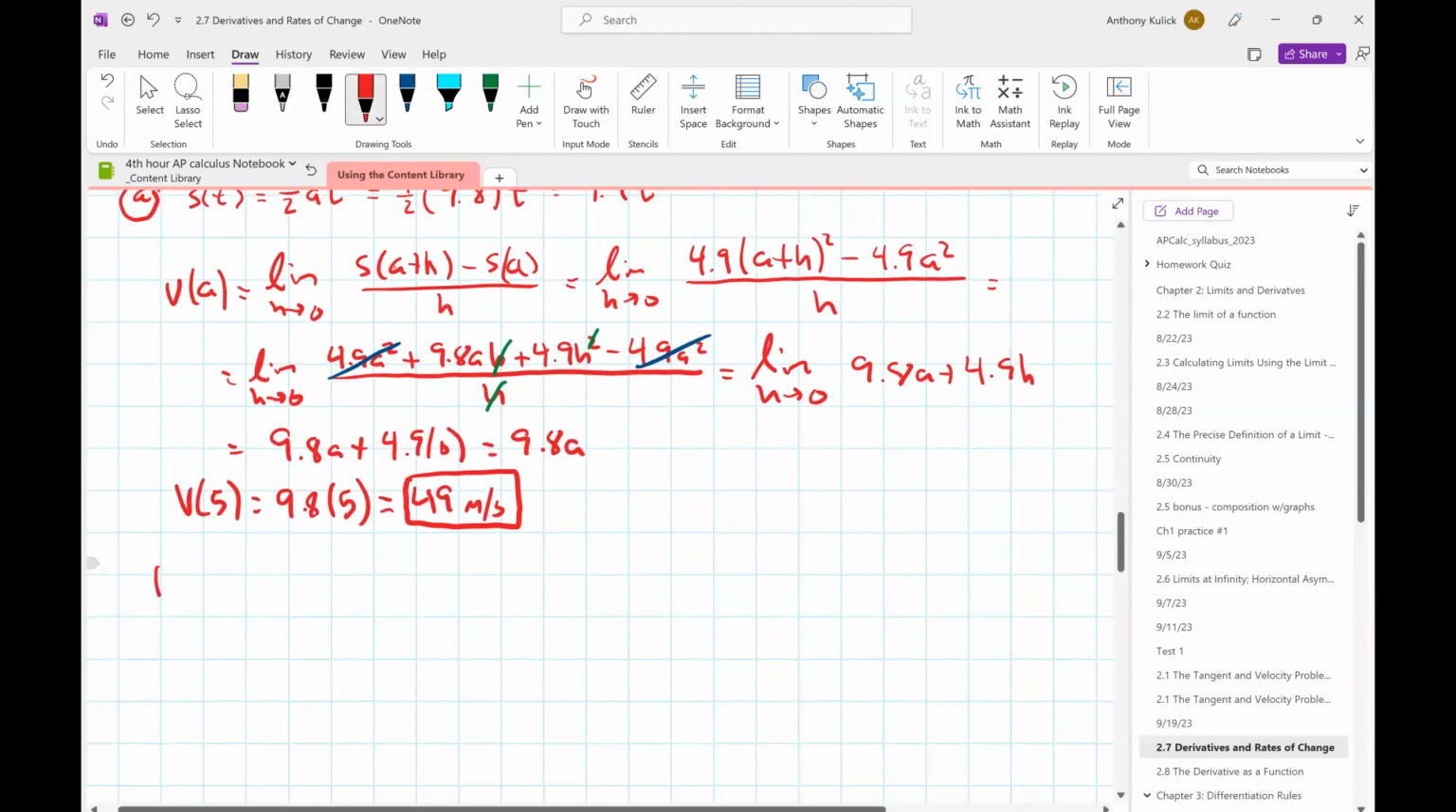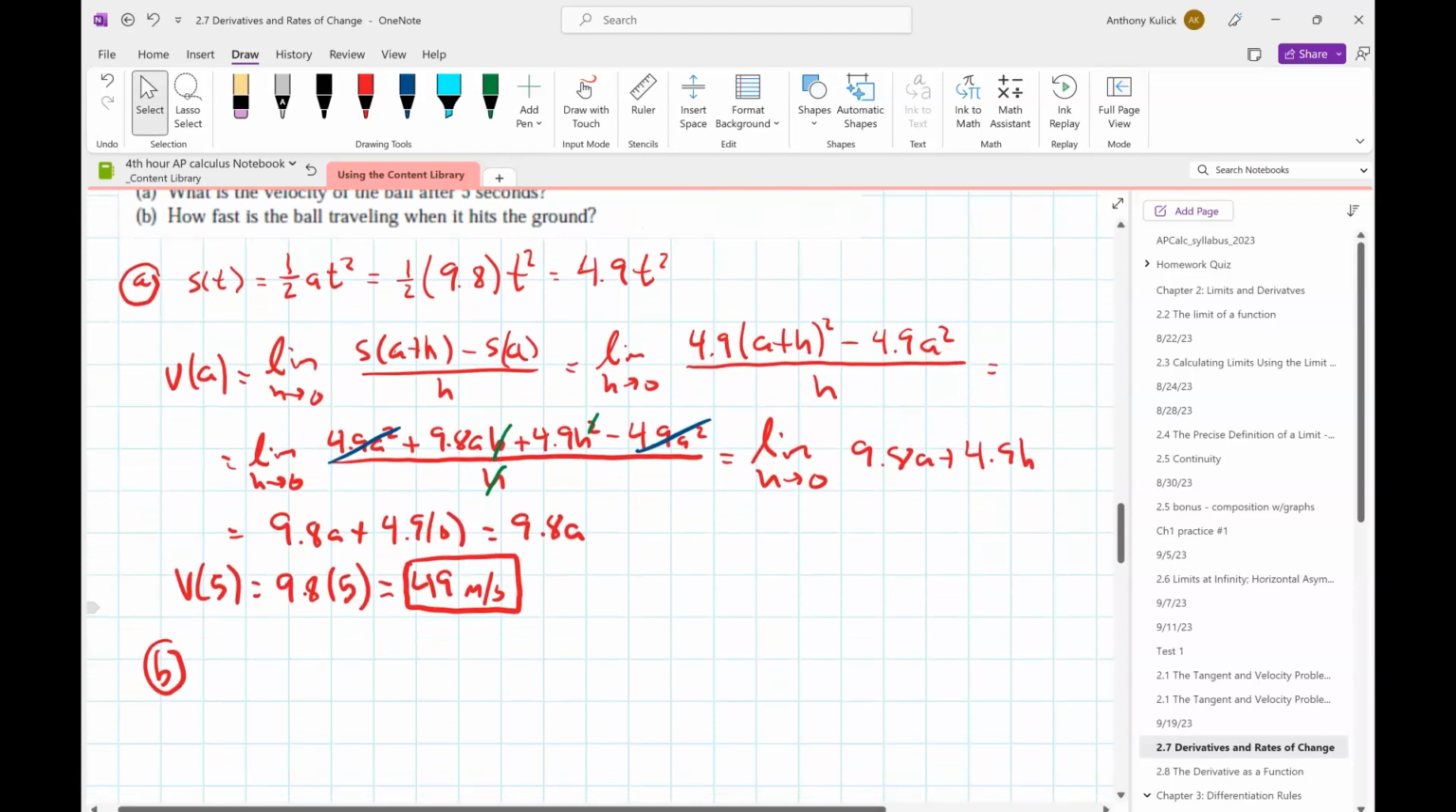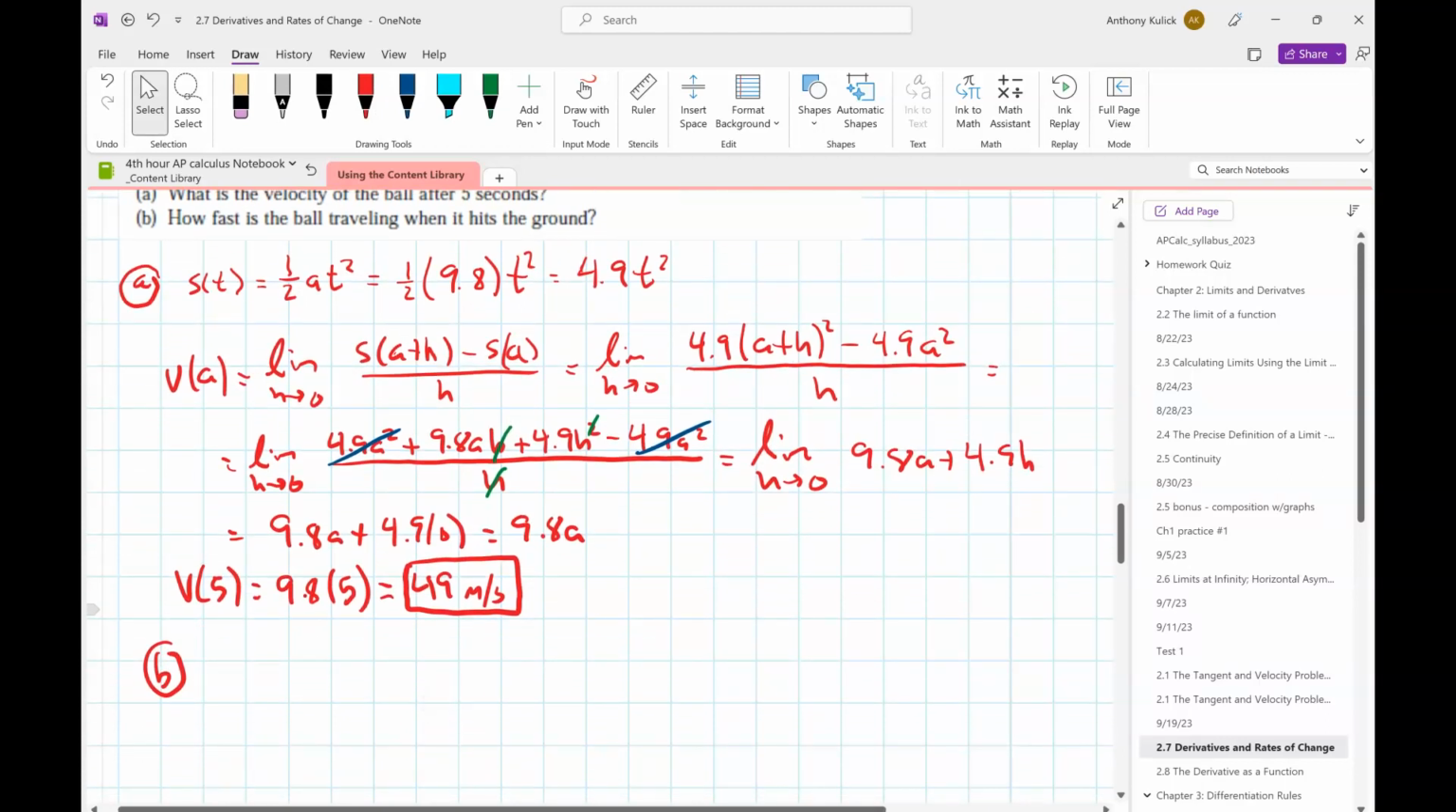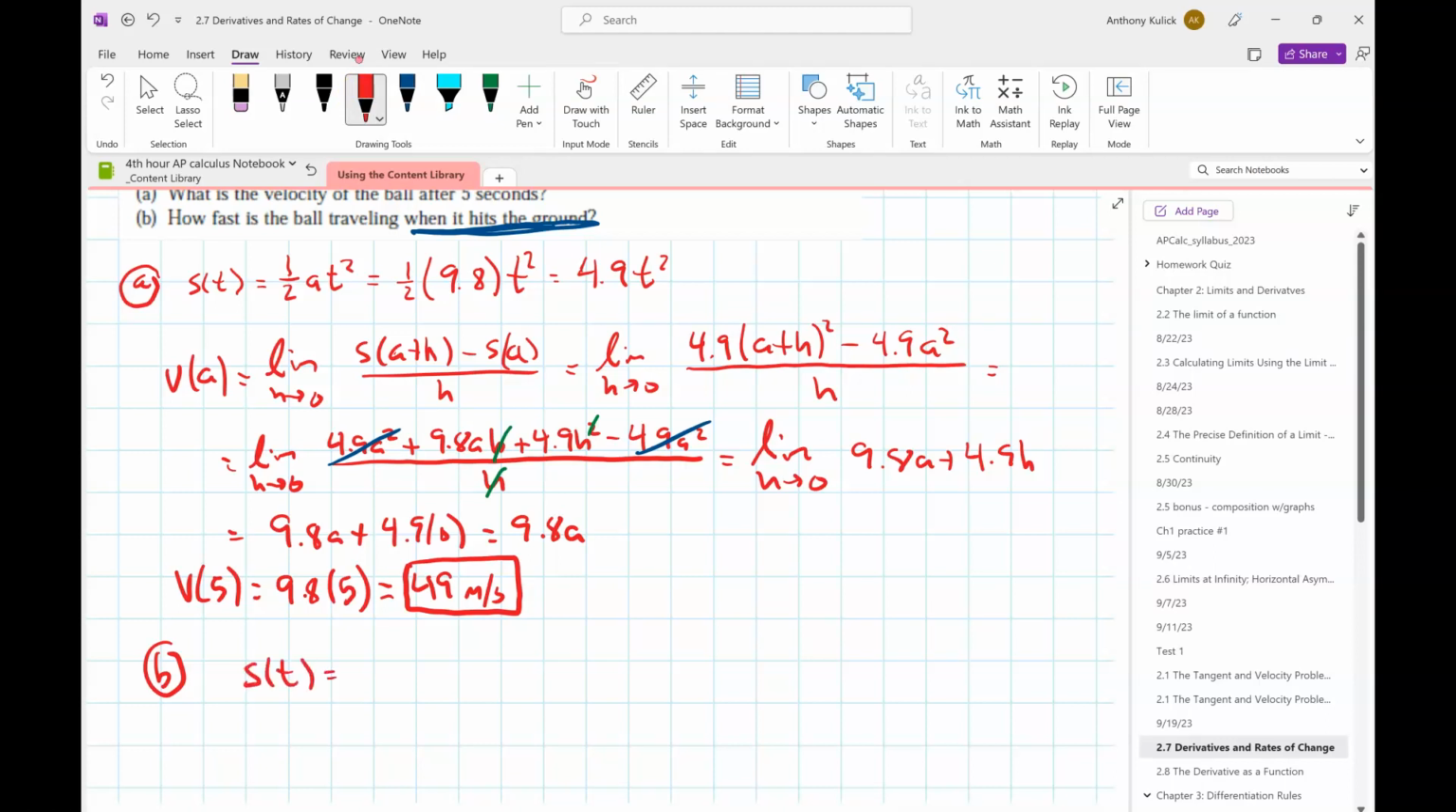Okay. Part B says, how fast is the ball traveling when it hits the ground? Well, the first thing I need to know is the time when it hits the ground, right? So how can I solve that? Set it to 0. Well, I'm going to use the position function to do this, because the position function is describing the position. So on the ground would be when it's traveled 450 meters.